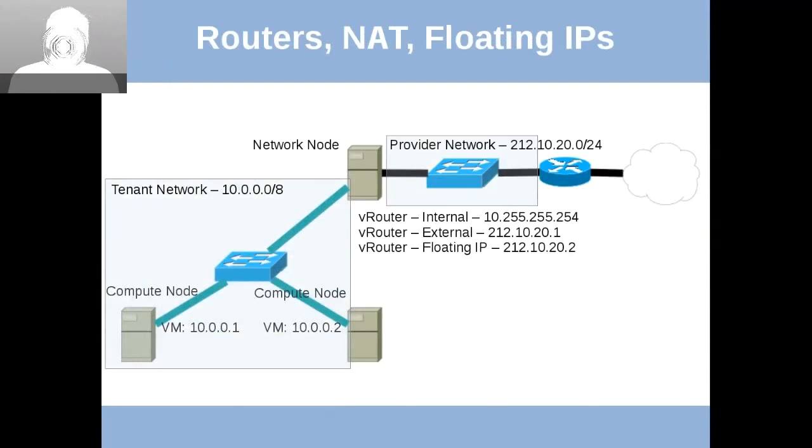So here we can see that the virtual router, if we just ignore the floating IP, okay, you can see the floating IP is the third row, and we haven't talked about that yet, but let's just focus on the first two rows first.